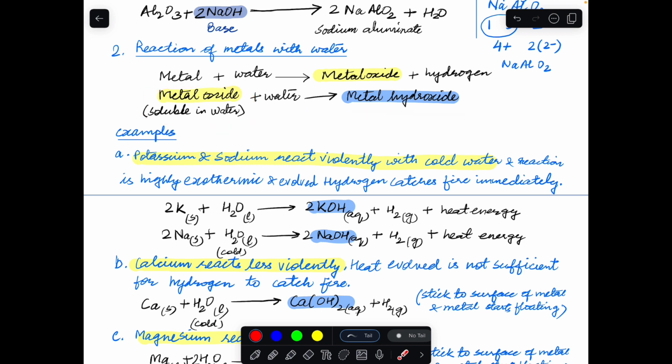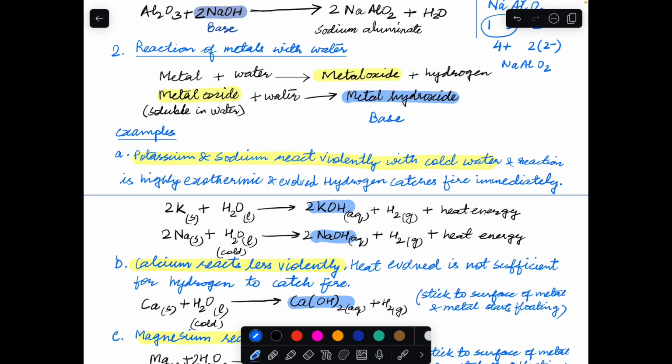Remember, most of the metal oxides are insoluble, so they will not form hydroxide. Hydroxides will be formed only by the alkali and the alkaline earth metal oxides, that is first and second group metals. So what are hydroxides? Hydroxides are nothing but bases. Hydroxide is a base, a basic compound.